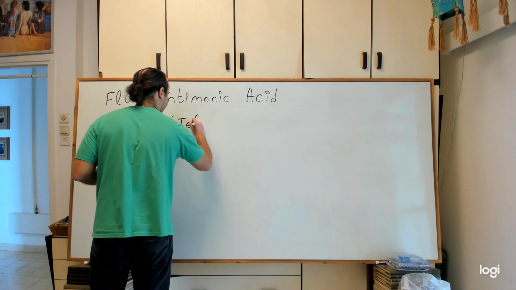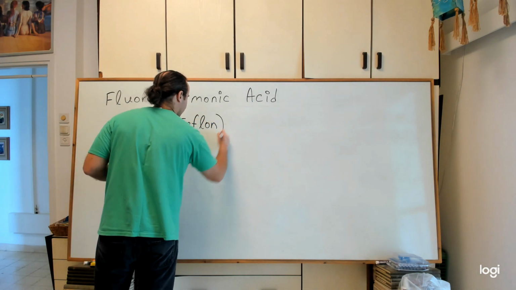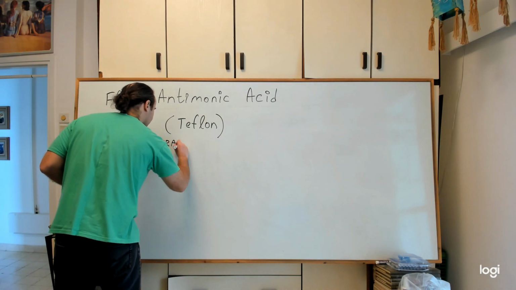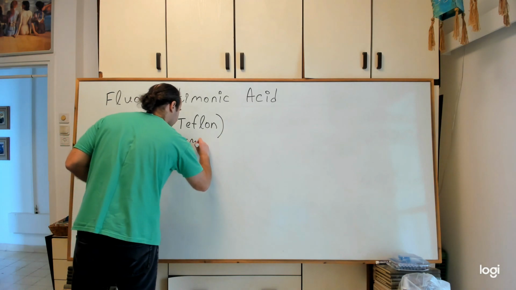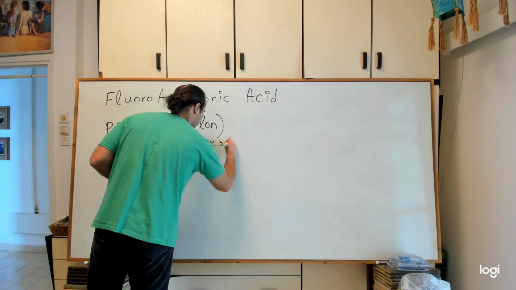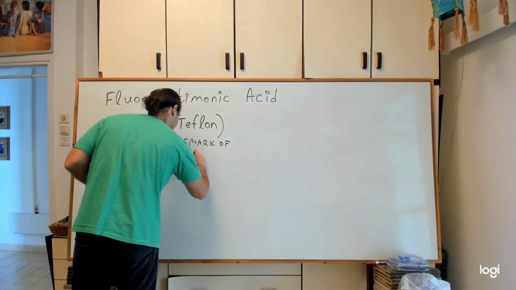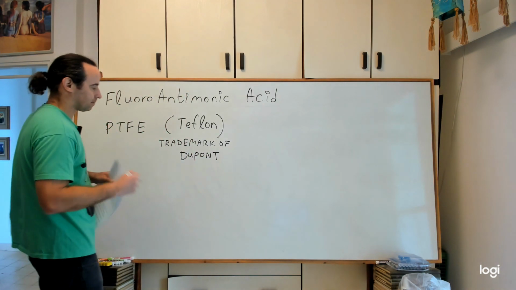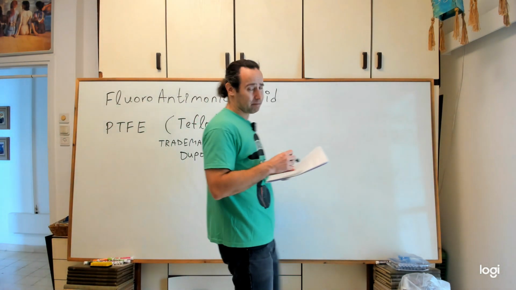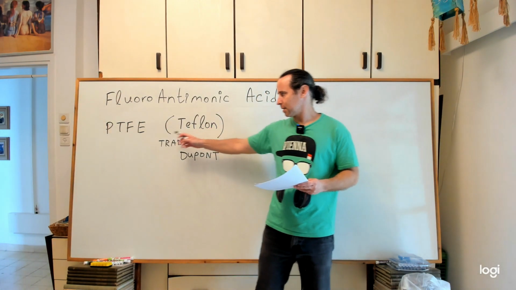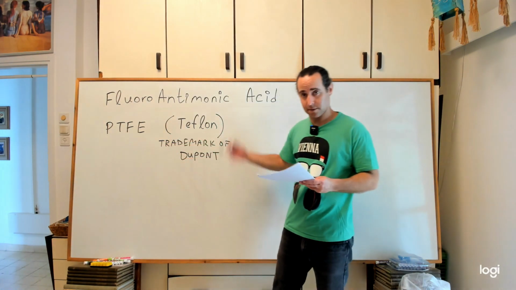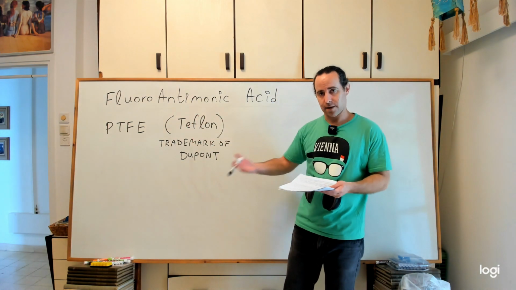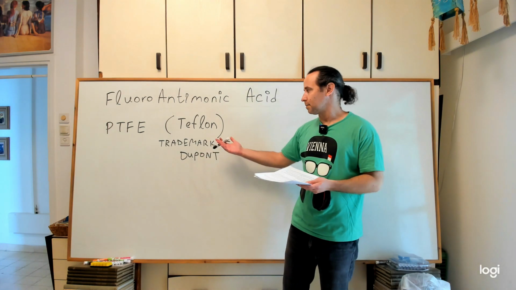Teflon. Okay, and Teflon is a trademark of DuPont. So when I'm saying Teflon, it can be any PTFE. But the public knows this as Teflon. You have Teflon in your kitchen, in the pans and the pots, and so on.